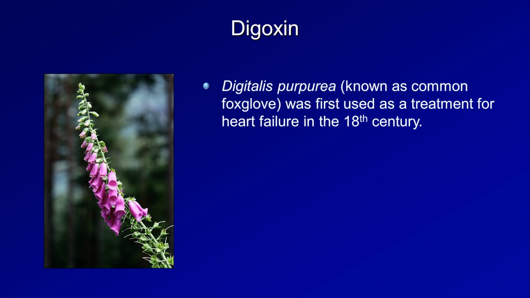Digitalis purpurea, also known as the common foxglove, is a flowering plant originally native to Europe, but now it can be found in parts of North America. It was first used as a treatment for heart failure in the 18th century. In itself, that's pretty remarkable, given that its beneficial effects in heart failure are very modest and would seem to be below the limit of detection using just non-systematic subjective observations.